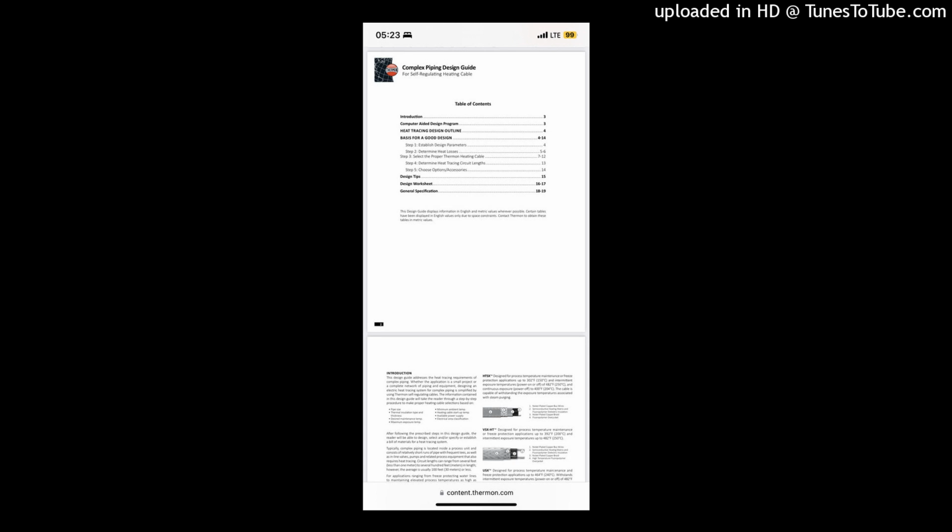4. High-temperature fluoropolymer over jacket. USX, designed for process temperature maintenance and freeze protection applications up to 464 Fahrenheit, 240 Celsius, withstands intermittent exposure temperatures, power on or off, of 482 Fahrenheit, 250 Celsius, and continuous exposure temperatures, power off, to 464 Fahrenheit, 240 Celsius. 1. Nickel-plated copper bus wires. 2. Semiconductive heating matrix and fluoropolymer dielectric insulation. 3.